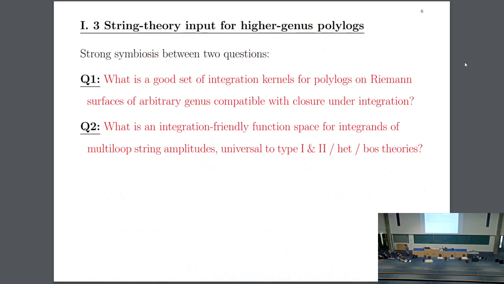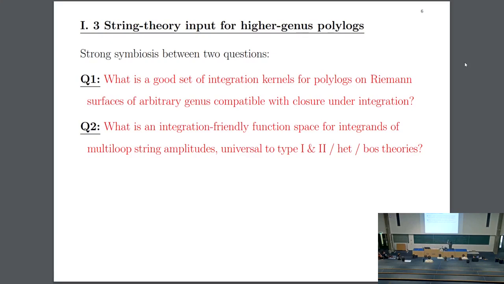Okay, so these are the case studies at genus 0 and genus 1. The obvious question is how it goes on at higher genus, 2 and beyond. What's the analog of the integration kernels? This is clearly a question of a bigger ambition and scope. It turns out that string theory can help if you ask a way more narrow and more modest question. Namely, in string amplitudes, you could be after a good function space for multi-loop string amplitudes, ideally a universal one that doesn't depend on the details of the theory, whether they're SUSY or not, whether we are bosonic, heterotic, and whatnot.